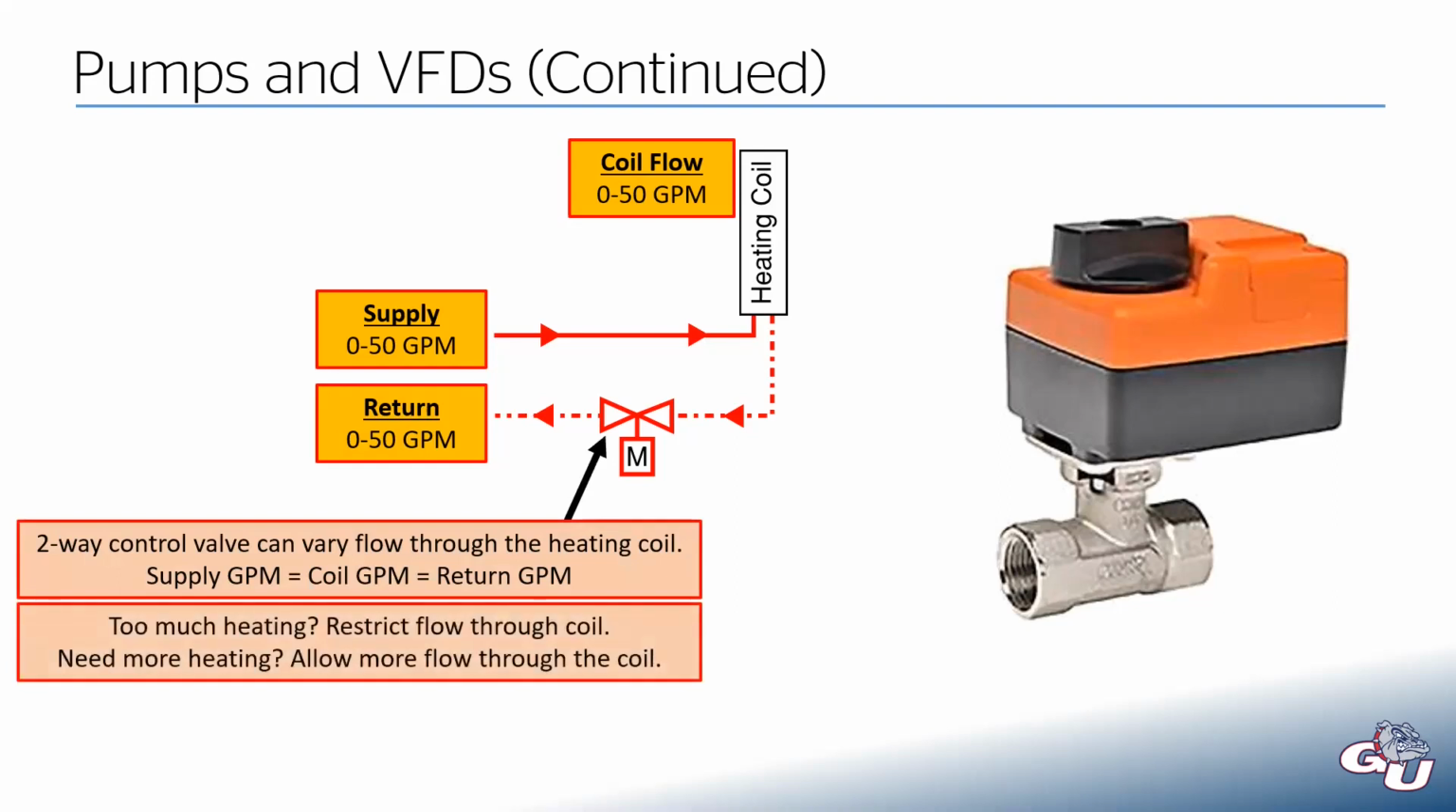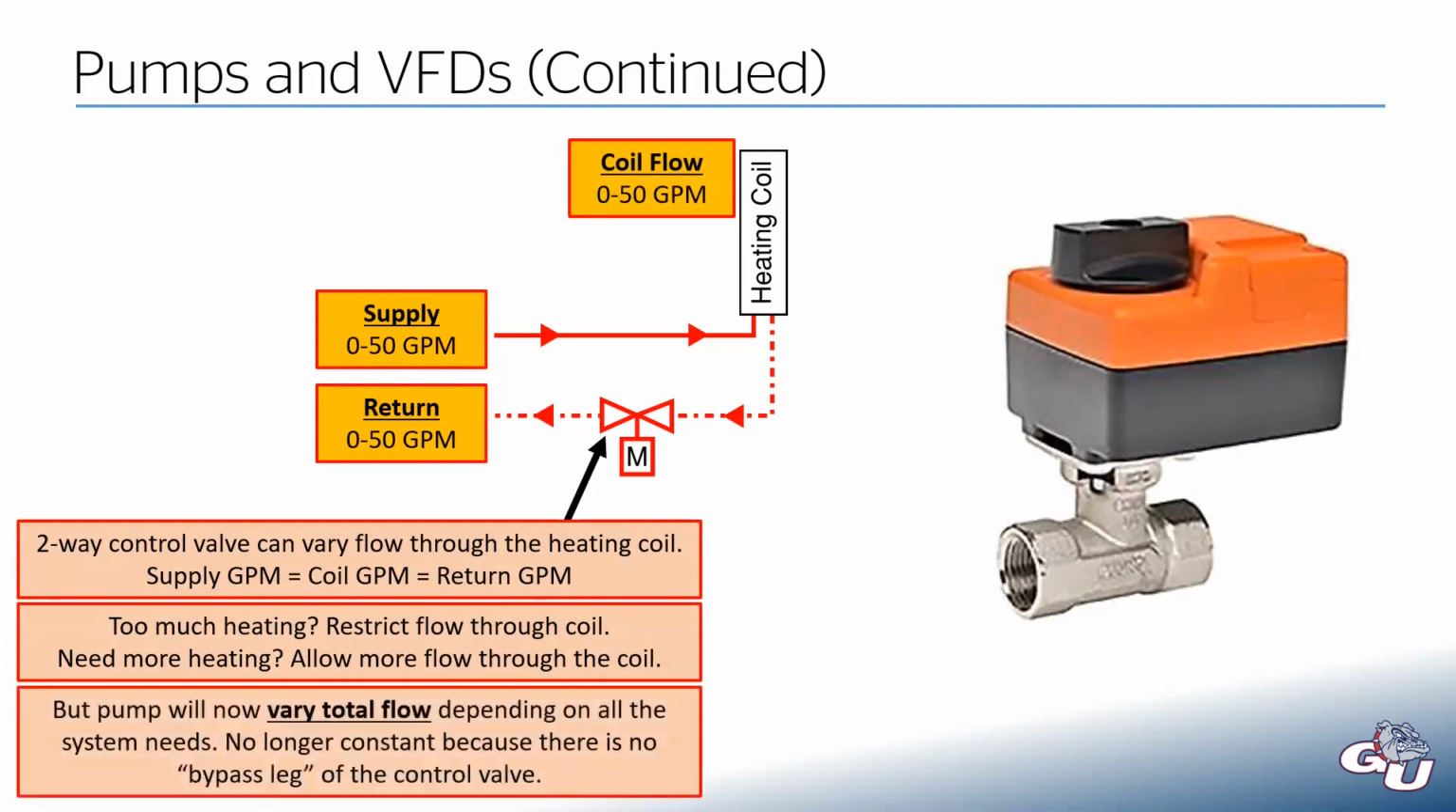Similar concept. If we have too much heating going on, close the valve a bit. But if we need more heating, allow more flow through the coil and open it a bit. But the big difference here is that pump will now vary our total flow depending on all the system needs. So by taking out that bypass leg, now we can actually turn this into a variable volume system back at the pumps.